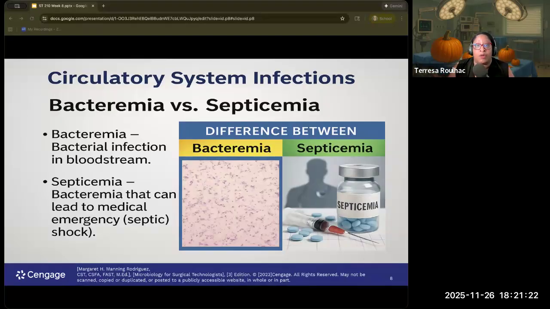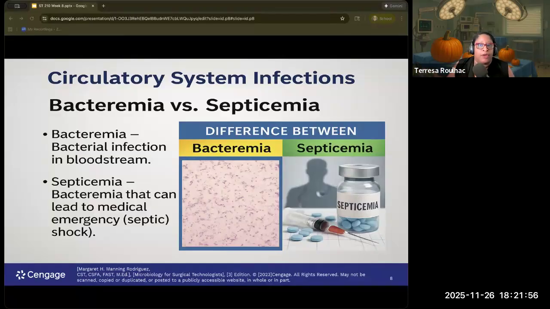It's a severe form of bacteremia where the infection will spread and cause a full body response. Symptoms may include fever, confusion, rash, a rapid heartbeat, and low blood pressure. Unfortunately, it can lead to septic shock, which, as we know, is life threatening, especially in patients with already weak immune systems.